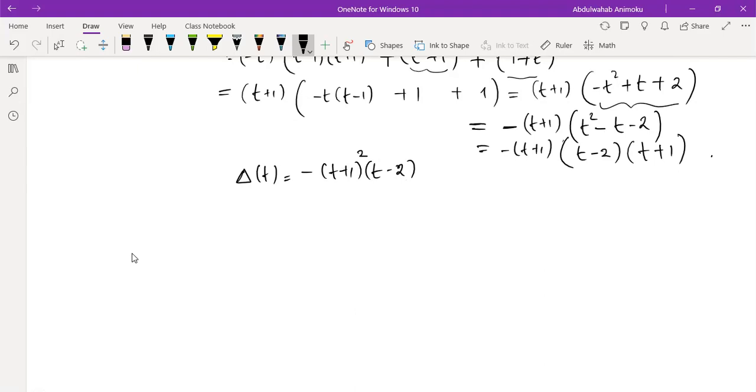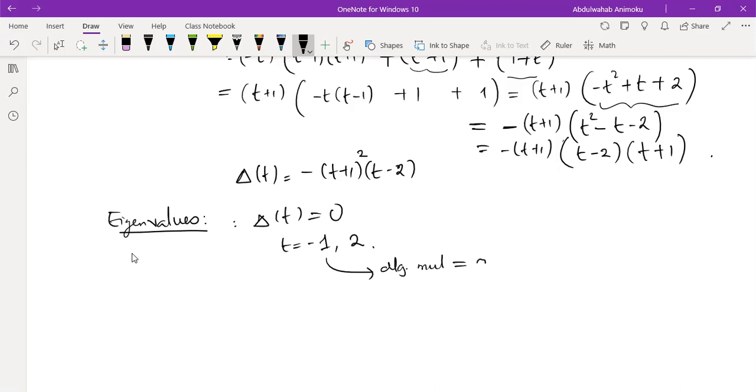So let's look at the eigenvalues first, then we'll talk about the algebraic multiplicities. So the eigenvalues would be the roots of this characteristic polynomial, which means our t will be what? Minus 1 and 2. And t of minus 1 will have algebraic multiplicity of 2, and this one will have algebraic multiplicity of 1. Why? Because the power of this factor is 2, and the power of this factor is 1. So those will determine the algebraic multiplicities.